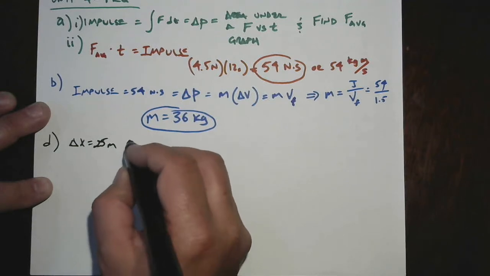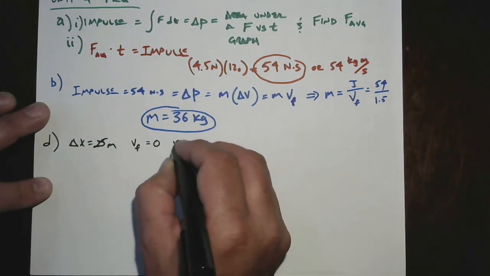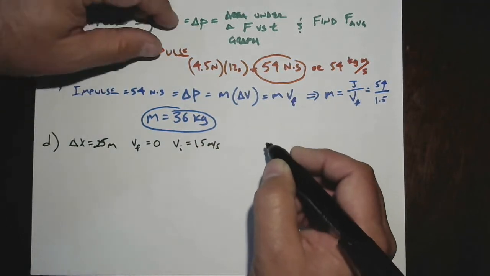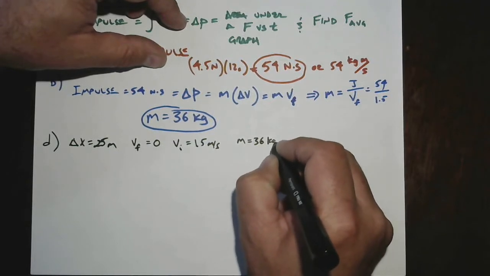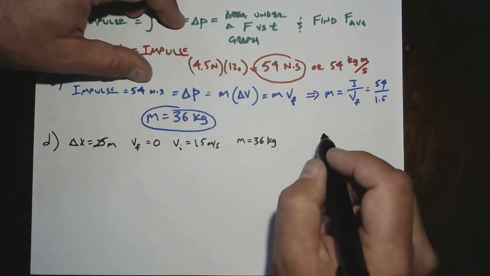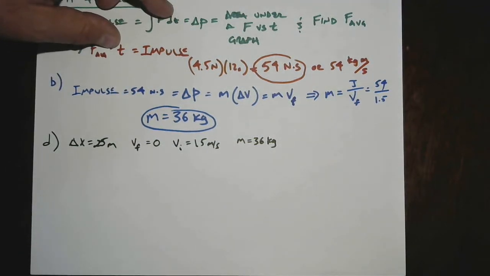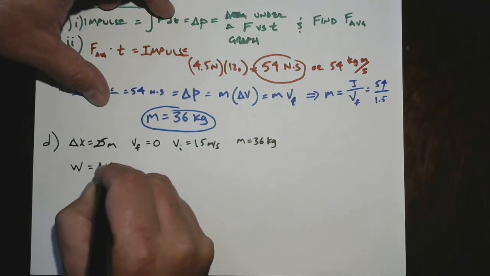Let's see now. It's going to come to rest. So the V final for that will be 0. V initial for that will be 1.5 meters per second. We also know that this thing has a mass of 36 kilograms. How are we going to do this? Because we have a distance, this really needs to go back to the work energy theorem. So let's just say the work done by friction is going to be equal to the change in kinetic energy.